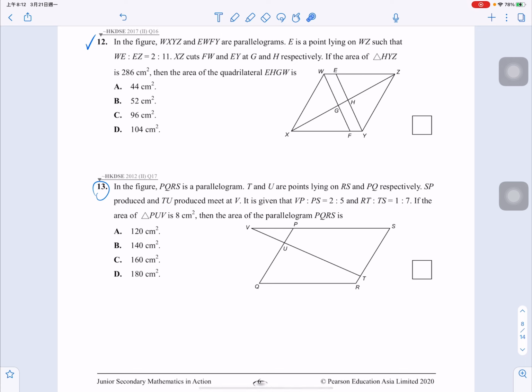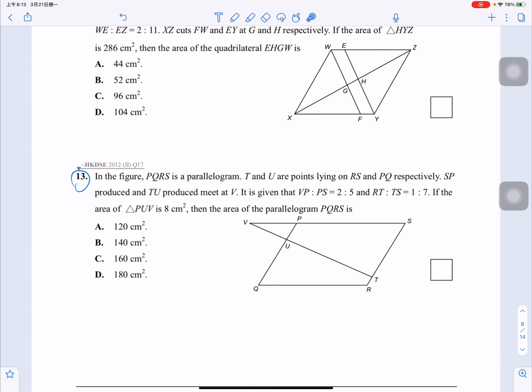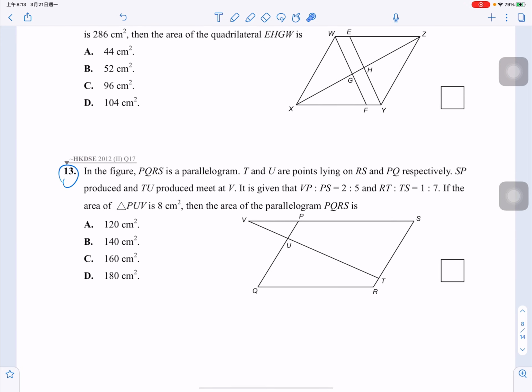2012 question 17. Another question. Again related to some ratio, areas, and this time we need to find the area of parallelogram PQRS. Let's study the question first. In this figure, again parallelogram PQRS. T and U are points on RS and PQ. SP produced and TU produced meet at V here.